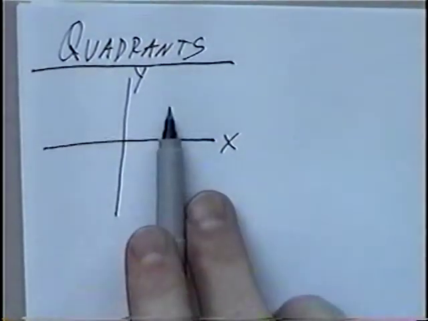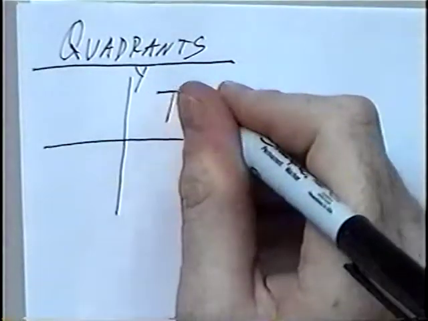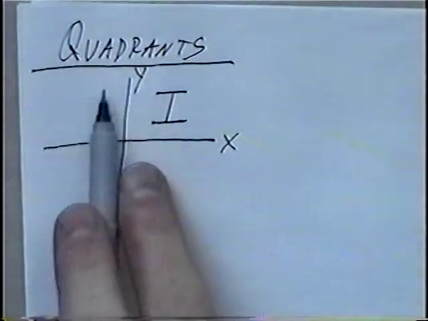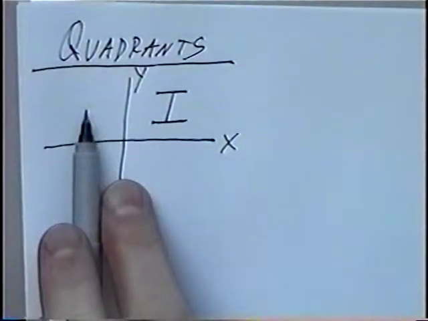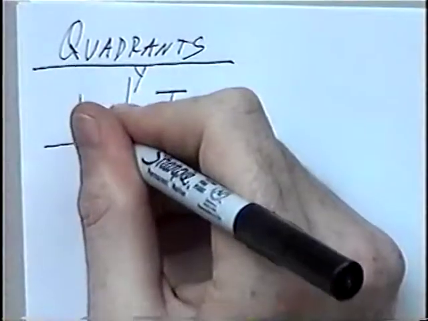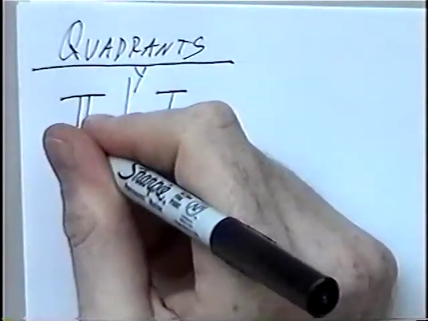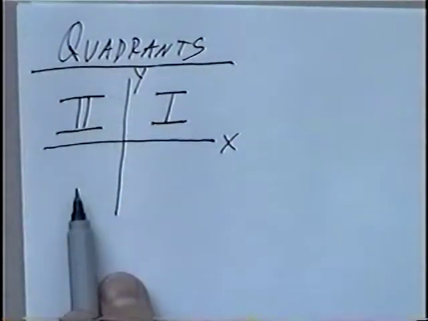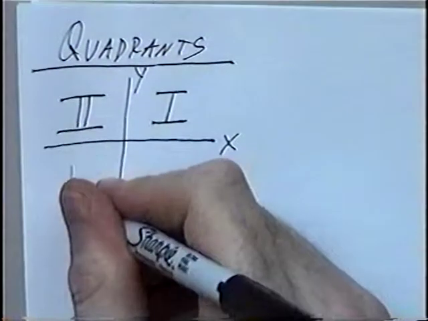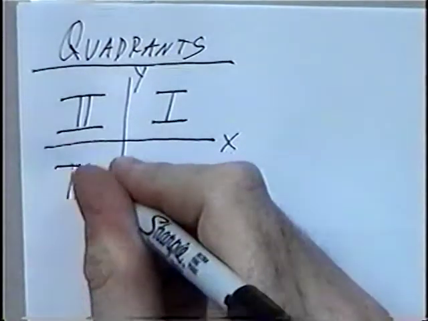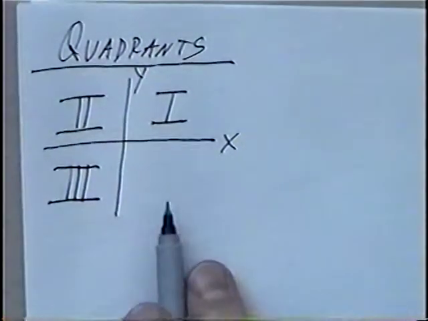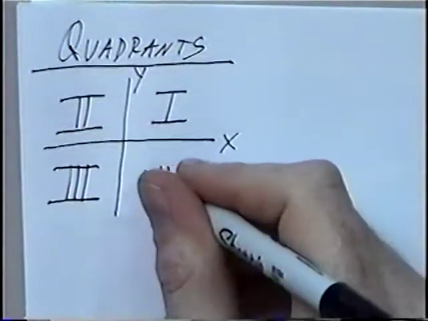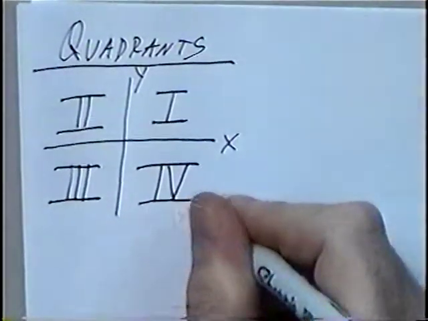The top right quadrant is quadrant 1, and we'll use Roman numeral I to represent that. Going counterclockwise, the next quadrant in the top left-hand corner is quadrant 2, and we'll use Roman numeral II for that quadrant. Continuing around, the bottom left is quadrant 3. And the final quadrant is Roman numeral IV, which is a 1 followed by a V.